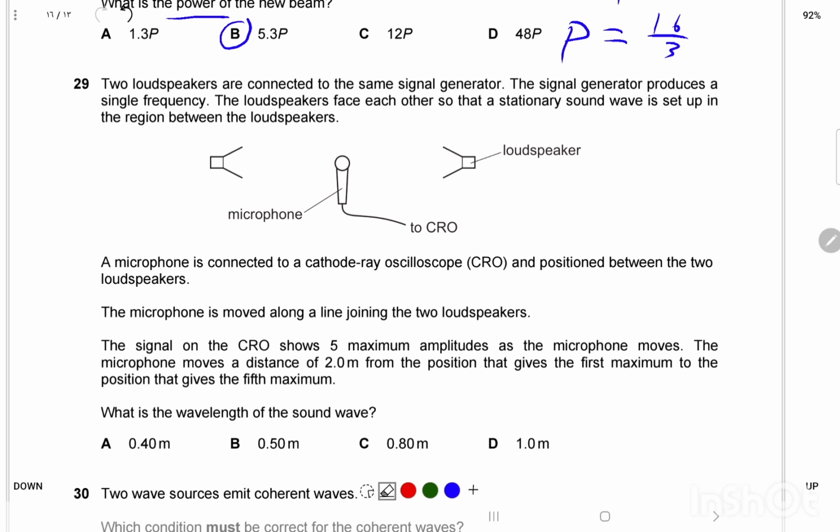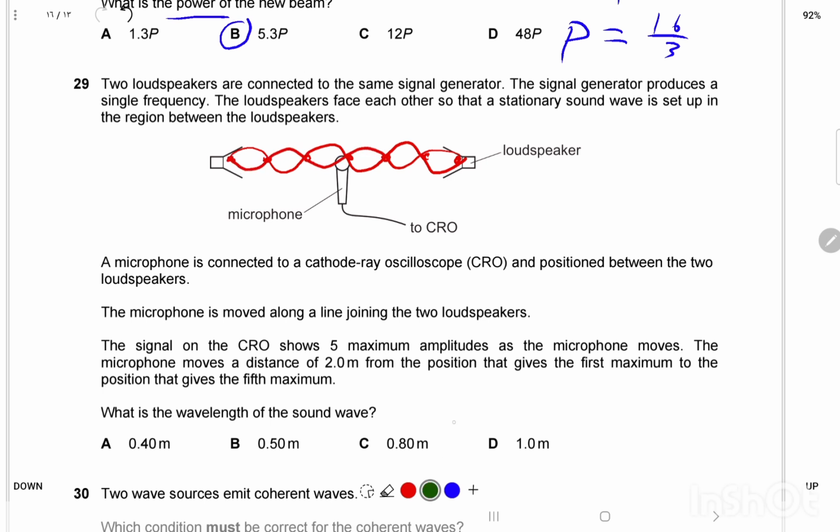So let's draw in the region between the two loudspeakers. Let's draw the 5 maxima. So let's take some nodes first: 1, 2, 3, 4, 5, 6, 7. So let's draw the stationary wave between these two loudspeakers in this region. Now this is the stationary wave observed.